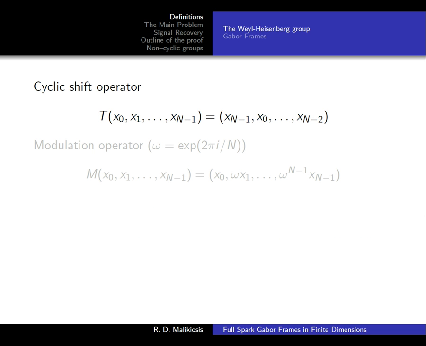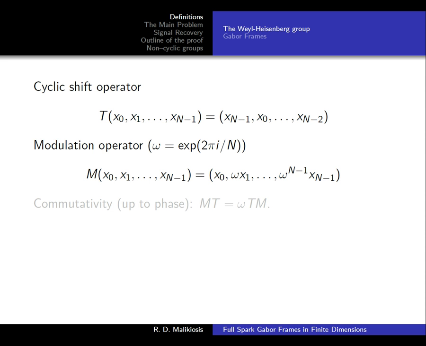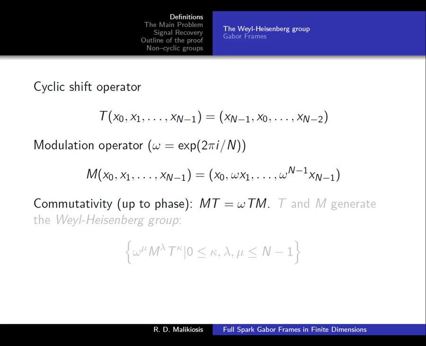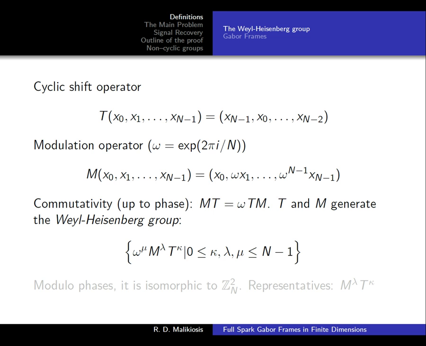Okay, so we use the usual notation. We have the cyclic shift, or time shift operator, T, that basically pushes all the coordinates of the vector one place to the right, and the last one becomes the first. The modulation operator, M, you just multiply pointwise by a certain character. Here omega is the nth root of unity. So these two operators commute up to a phase, and they generate the so-called Weyl-Heisenberg group. I guess these are things that everyone knows here.